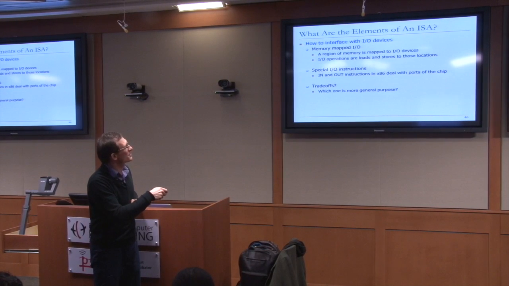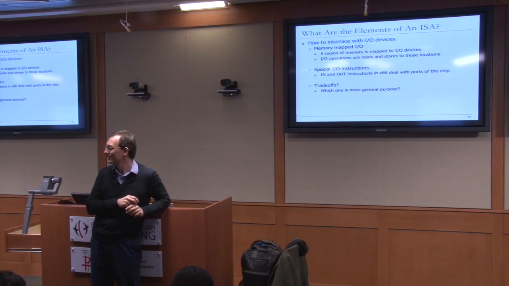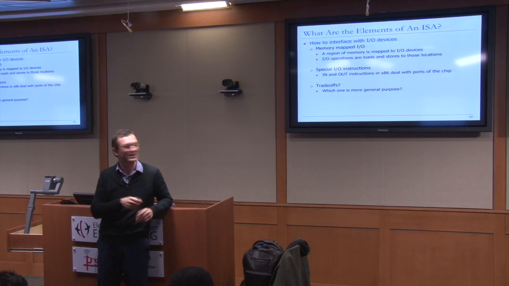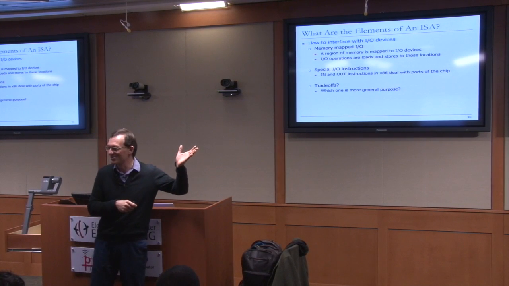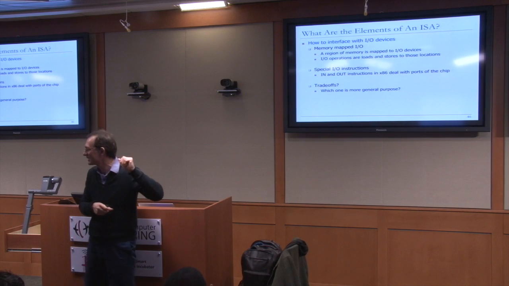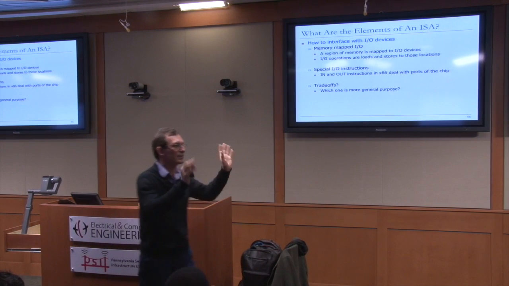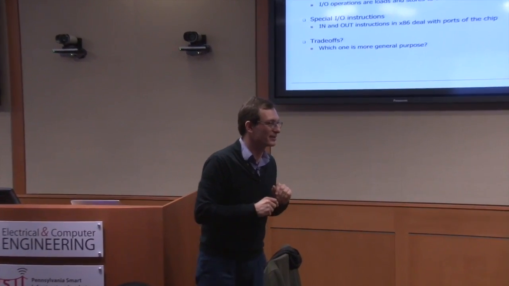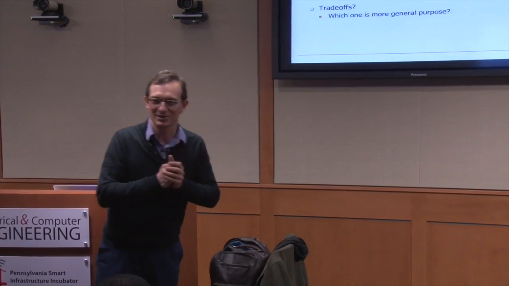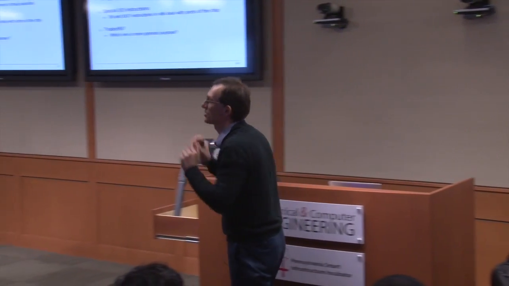Which one is more general purpose in this case? Memory mapped I/O, you say. Yeah, that's right. Well, it's kind of explicit, right? I already said special I/O instructions, which means that they're special purpose. Whereas with memory mapped I/O, any kind of device can be accessed as long as you map it to a memory region. You can load from the keyboard. You can store to the monitor.